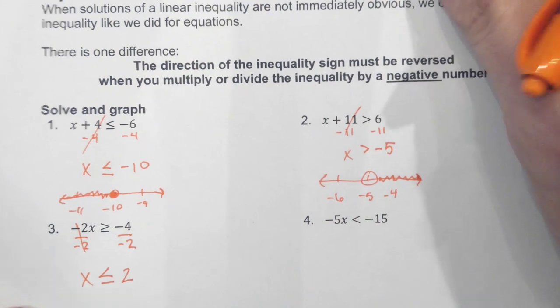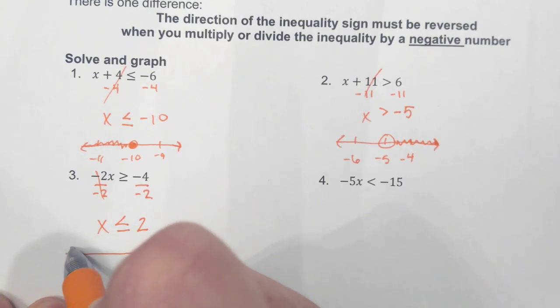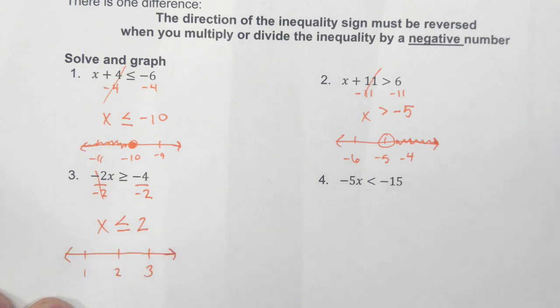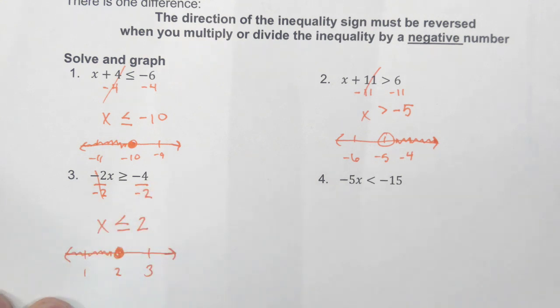4 divided by 2 is 2. So it's solved. Now we just have to put it on a number line real quick, get that visual representation. 2 would go in the middle, 3 and 1 to the sides. That would be a closed circle, and we would shade to the left.